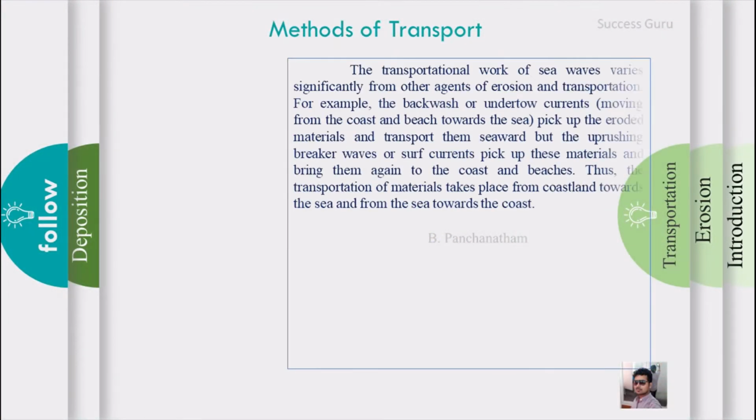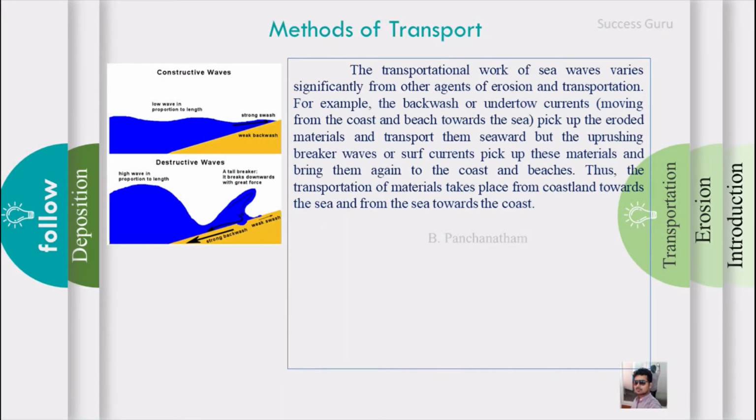So we already saw the erosional process of the coastal landforms. Then we are going to move towards the method of transportation. The transportation work of a sea wave varies significantly from other agents. If you take a river as an example, the river moves in a straight line along its valley, and the movement of the sediment will be from top to bottom, right? That is, from the head of the river to the mouth of the river.